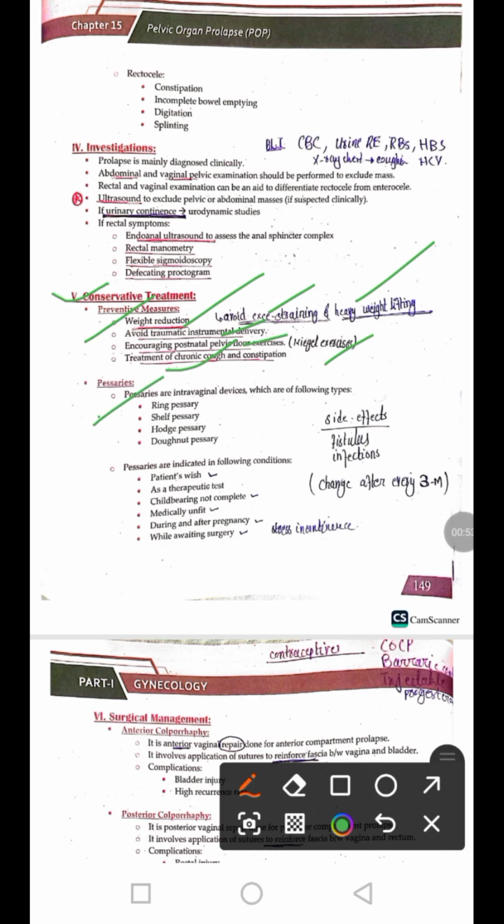Pessaries are intravaginal devices which are inserted inside the vagina to support the pelvic organ, and pessaries are of the following types. The first one is ring pessaries, shell pessaries, Hodge pessaries, and Dutch nut pessaries. The side effects of the pessaries include fistula formation and increasing risk of infection. And these pessaries should be changed after every 3 months.